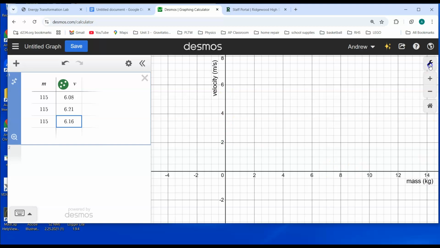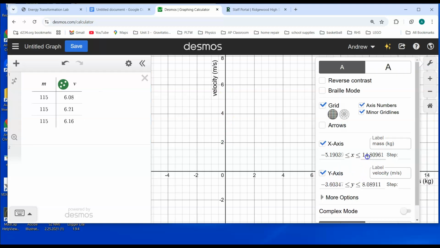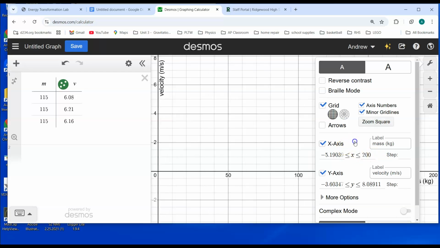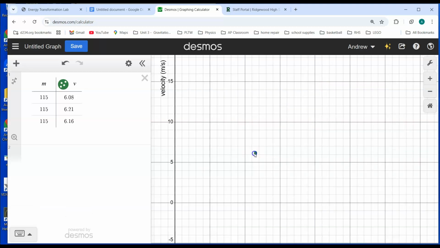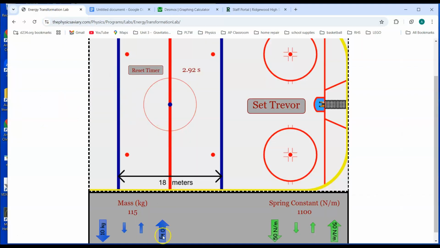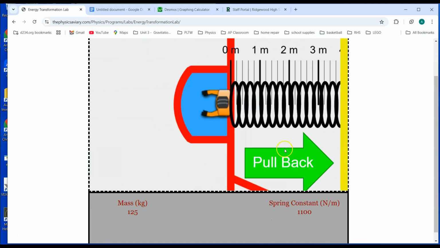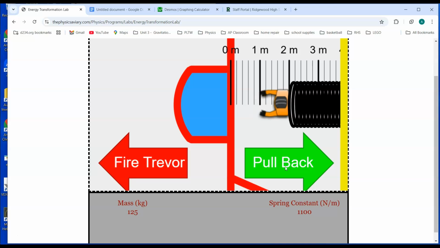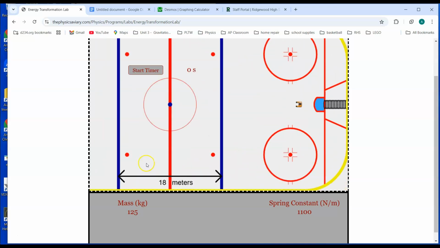My mass values need to change. I need to go up on mass up to about, let's say, 200. And I should be able to see some data points. All right, so we got these data points all clustered together. That's good. Now I'm going to change the mass. All right, so let's go up to 125 kilograms. Pull back the exact same amount and fire.